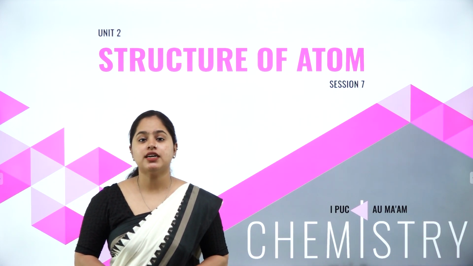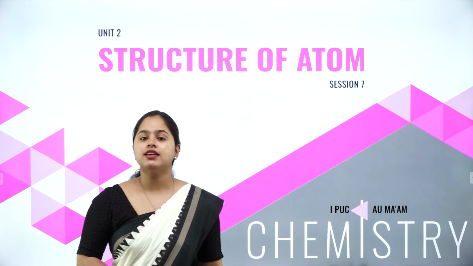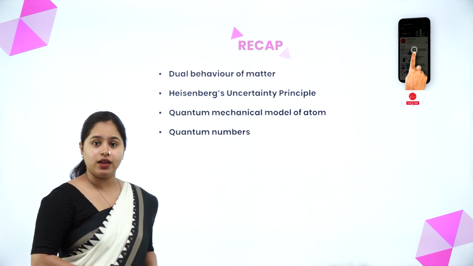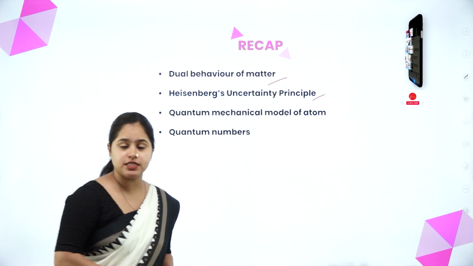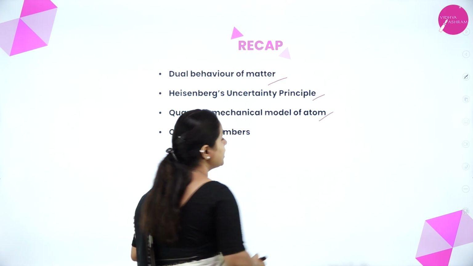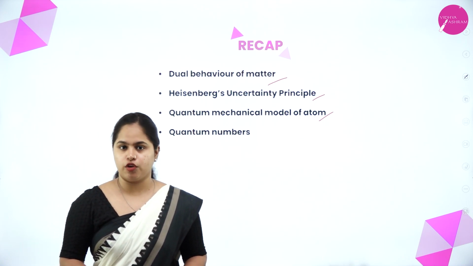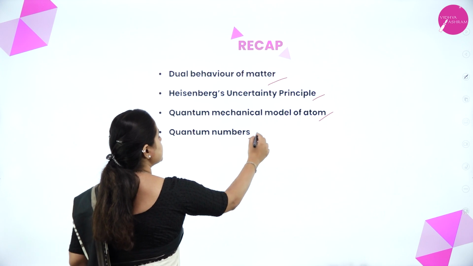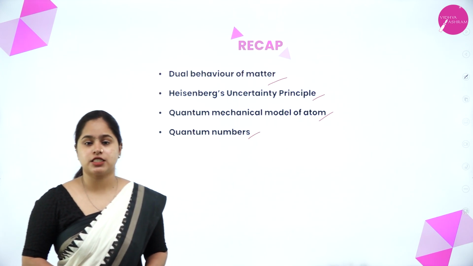So we are back with the last session of the chapter Structure of Atom. In last session, we discussed about the dual behavior of matter and then Heisenberg's uncertainty principle, which led to the quantum mechanical model of atom, right? We discussed about the important features of the quantum mechanical model of atom, and then we discussed about the 4 quantum numbers, right? So I hope that part is clear.